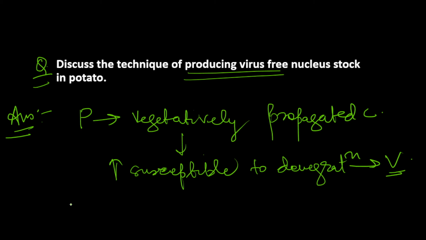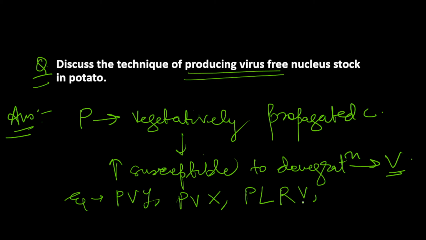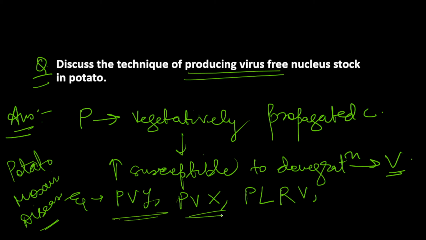And you can give examples of some such viruses. I am giving you the names. PVY is one virus, PVX is one virus, PLRV is one virus. And I think if you have read about a disease, that is potato mosaic virus disease, this is from the virus only. It is one of the most affecting diseases of potato due to virus. So you can give examples of these viruses: PVY, PVX, PLRV.